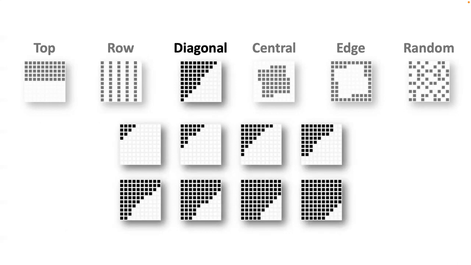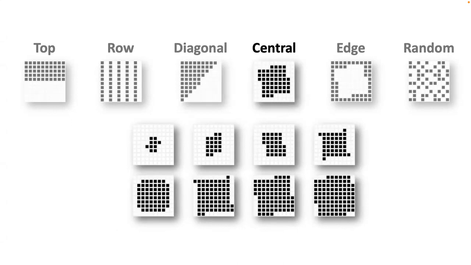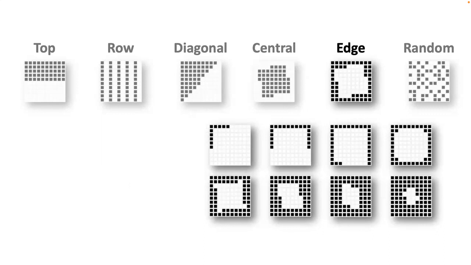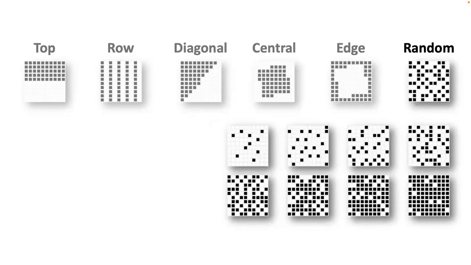In the diagonal condition, icons are filled from the top left corner, expanding diagonally towards the bottom right corner. The central condition fills the innermost layer first and spirals outwards. The edge condition fills the outermost layer first and spirals inwards. In the random condition, black and white icons are interspersed randomly.